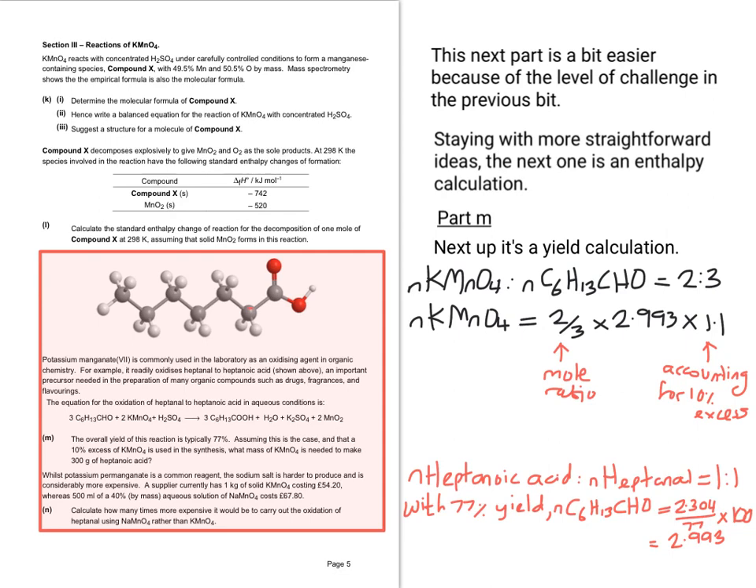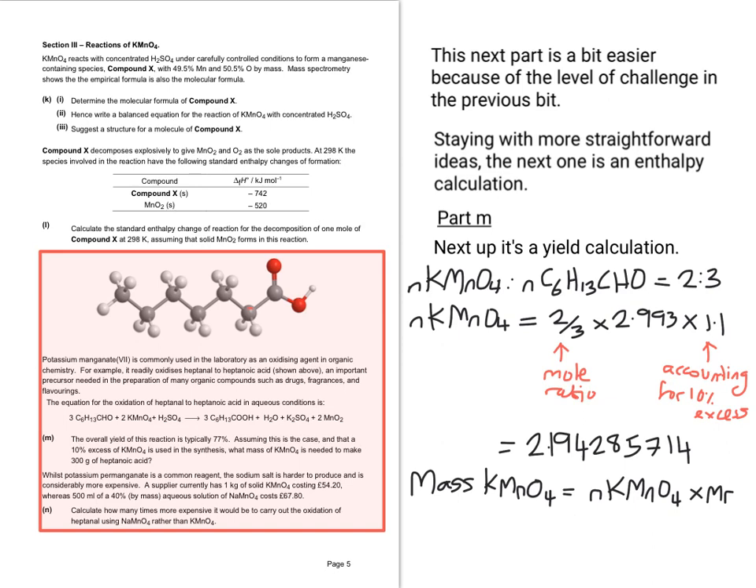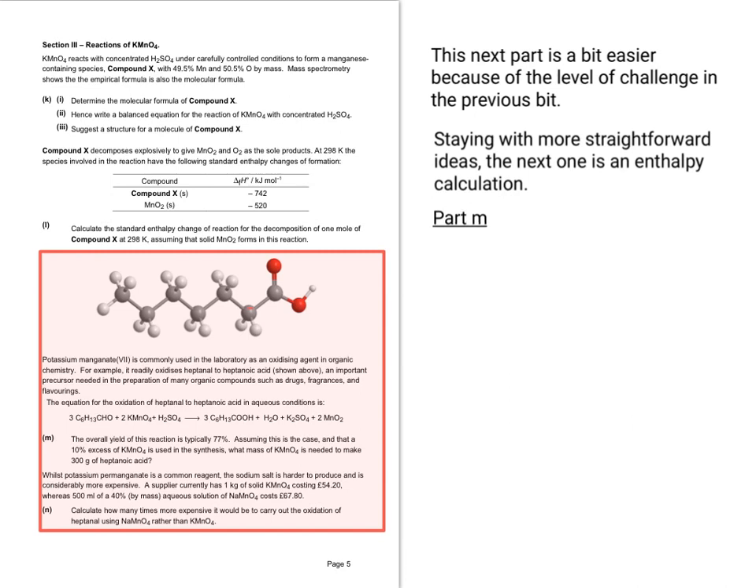So going back further to work out the number of moles of KMnO4, it's a 2 to 3 ratio, and don't forget you've got a 10% excess as in the question. So that actually gives us a new value for the number of moles of KMnO4. And to get the mass of KMnO4, you simply multiply that number of moles times the MR, which I make out to be 346.7893 grams.